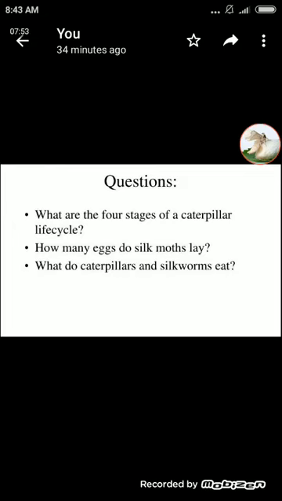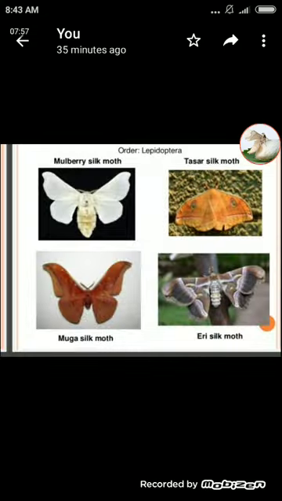Now the next one, I will tell you about the different types of moth. So the first one, mulberry silk moth. The mulberry silk moth gives the mulberry silk. Then the next one is tassar silk. Then muga. Then the next one is eri, and one more, kosa silk, is also there. These are obtained from cocoons spun by different types of moth.